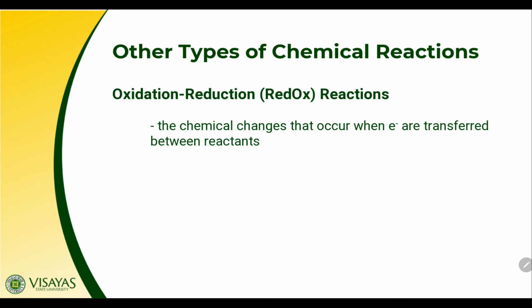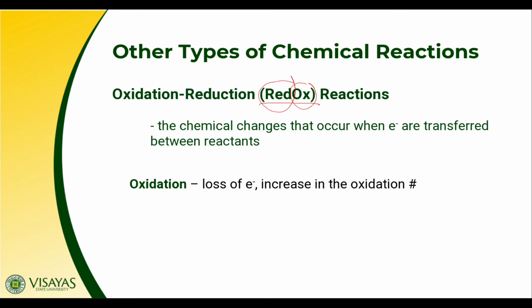Another type of chemical reaction is called oxidation reduction reactions, or simply redox reaction. Red from the reduction, ox for the oxidation reaction. So this is a chemical change that occurs when electrons are transferred between reactants. So when you say oxidation, there is loss of electrons or increase in the oxidation number. Remember that electrons are negatively charged.